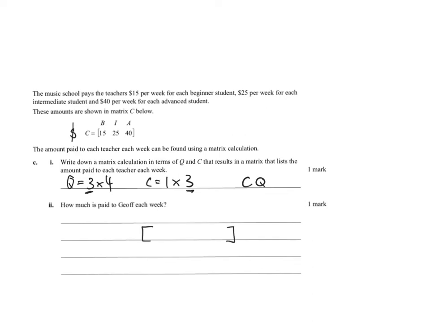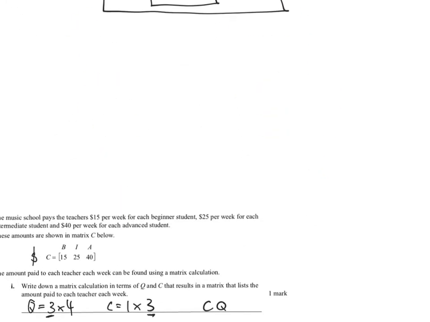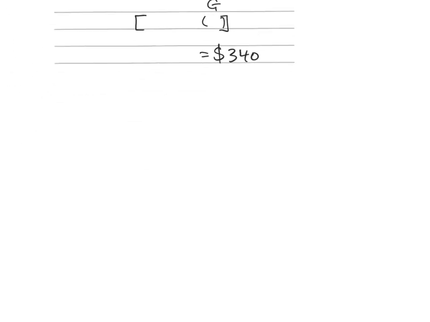Okay, and Jeff, if we look back at Q, Jeff was in the fourth column. So whatever this value is, just in the fourth column, this value here, that's how much Jeff's going to be paid each week, which should have been the answer of $340. So if you just multiply C and Q together, you're going to get a 1x4 matrix, and Jeff is in the fourth column. All right, moving on.